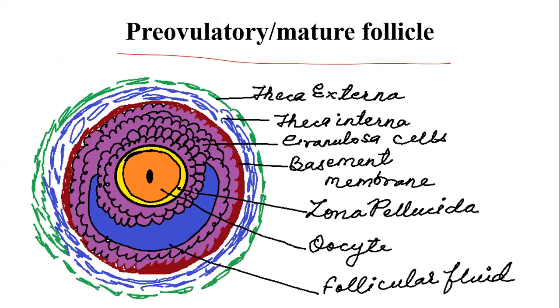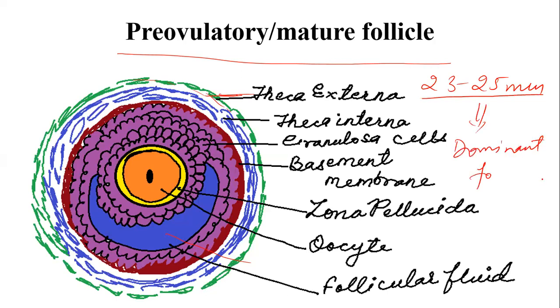Here you can see the size of the antral cavity is increased. One more layer is developed outside, that is called the theca externa, and the inner layer is the theca interna, and other cells we have already discussed. So these are the major changes. The only thing is that the size of this follicle is large, around 23 to 25 mm, and this is the size of a dominant follicle.